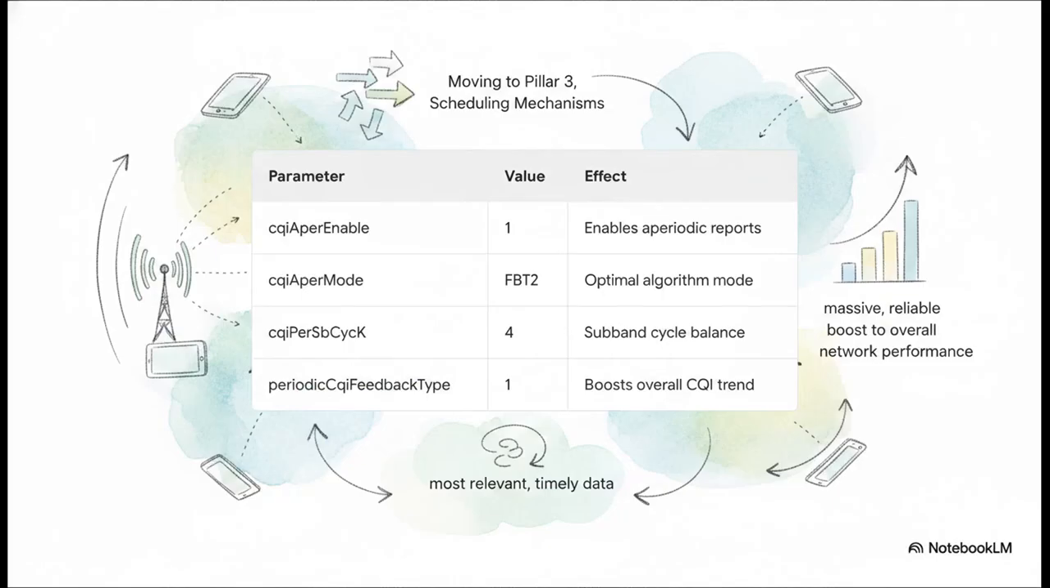Moving right along to Pillar 3, Scheduling Mechanisms. Field tests give us some very specific parameters here: explicitly enabling aperiodic reporting by setting CQI APER enabled to true, setting the algorithm mode to FBT2, finding the best balance for subband cycling with CQI peer SB psych at 4, and this is a big one, switching the periodic feedback type to UE selected. Making these adjustments provides a massive, super reliable boost to overall network performance, simply because it ensures the network is acting on the most relevant, timely data possible.